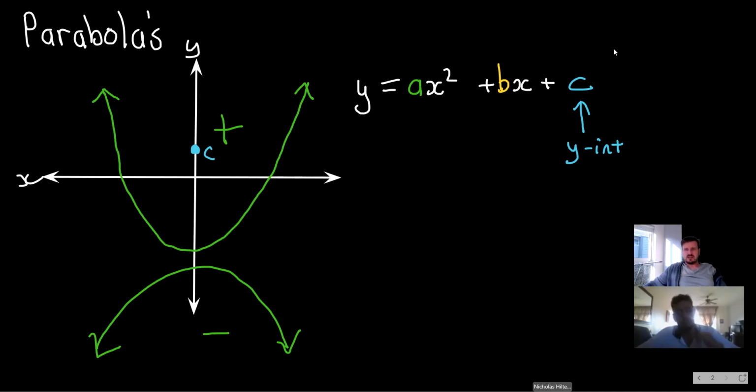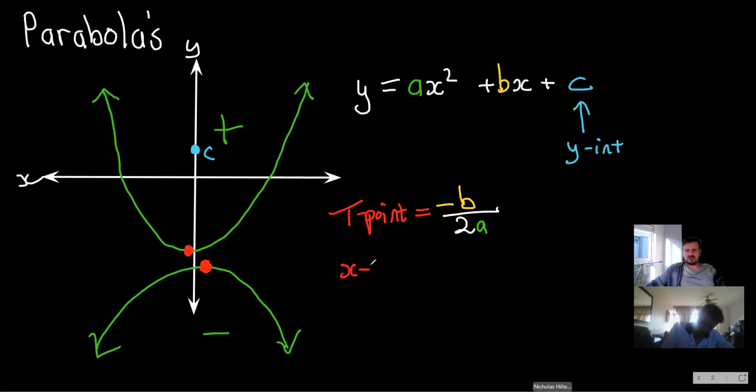Now, what we notice about these graphs is there's a turning point. These things in red, that's a turning point. The x value of my turning point, I can actually get from this equation by just going negative b over 2a, and that's always the same. So negative b over 2a will give us the x value of our turning point, which you can then use to figure out the y.